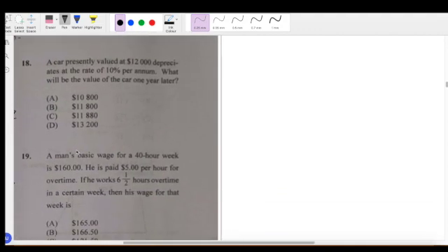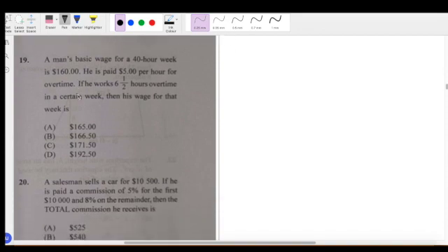A car presently valued at $12,000 depreciates at a rate of 10% per annum. What will be the value of the car after 1 year? 10% of 12,000 will be 1,200. And then we have to take the 12,000 and minus the 1,200. So 10 minus 2 is 8, 1 minus 1 is 0. It looks like it'll be about that.